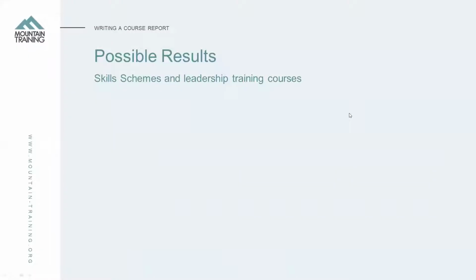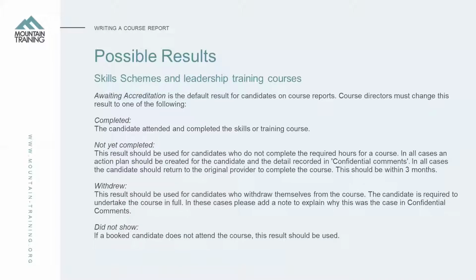So the next section we're going to look at is the possible results for a course. Skills schemes and the leadership training courses are pretty similar, so they have the same titles for both, and I'm going to talk about them both at the same time. When you first create a course, the one you see is awaiting accreditation.